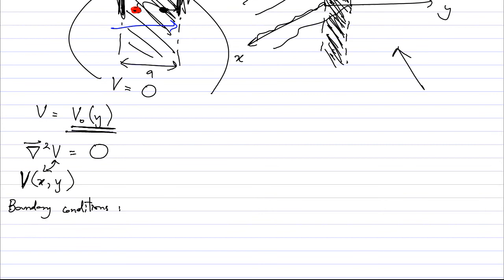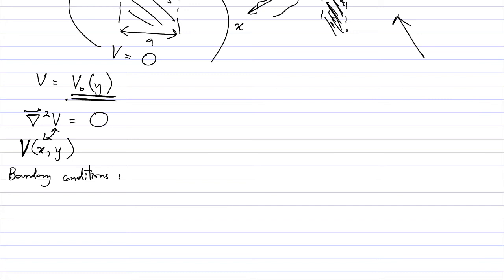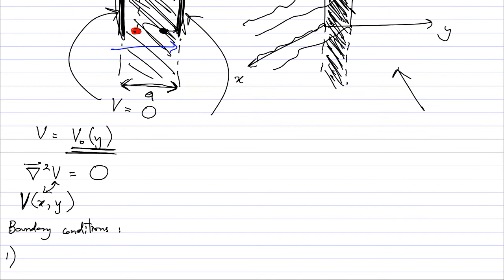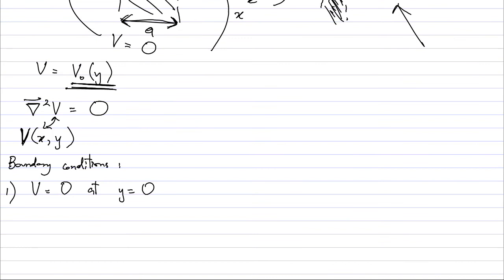So the boundary conditions, looking at this coordinate system that I've set up, with the spacing between the plates denoted as A, are simply that V is equal to 0 at Y is equal to 0. That's the left plate. V is equal to 0 at Y is equal to A.